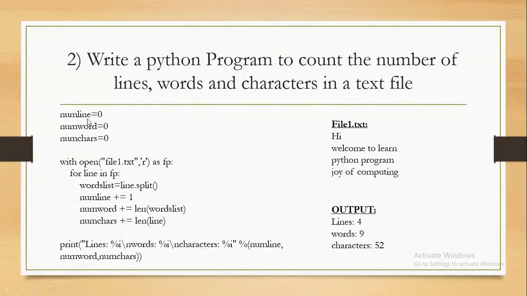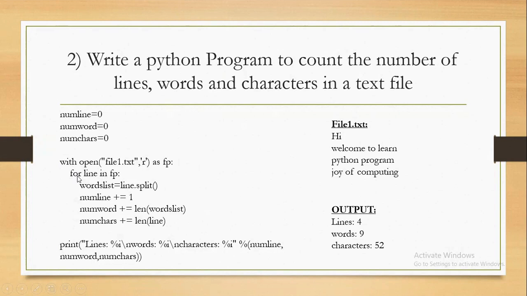Here we are going to calculate the lines, words, and characters. Initially we represented all three as zero: number of lines is zero, number of words is zero, number of characters is zero. Then we are going to open the file we are working with. The file name is file1.txt, and we open the file in read mode. Next, the content is read from that particular file and stored in the file object fp.